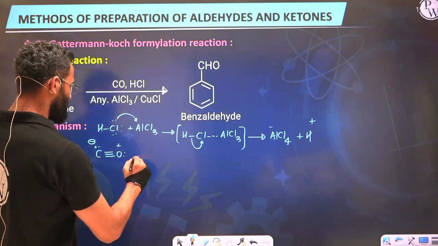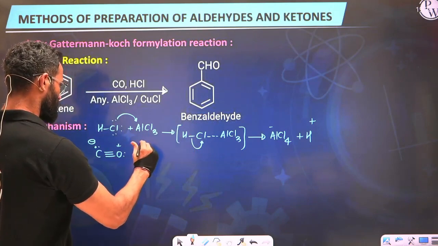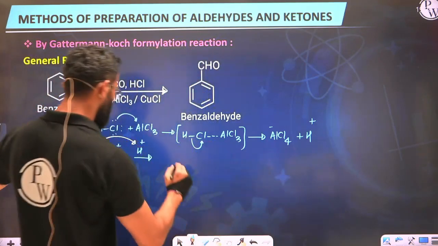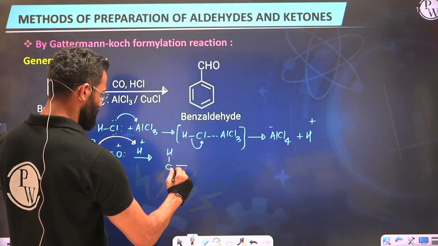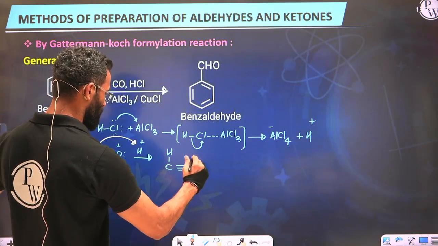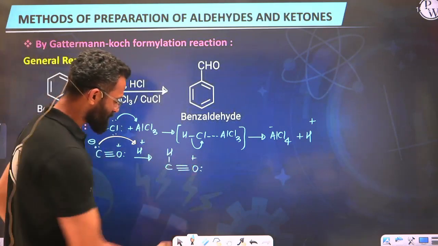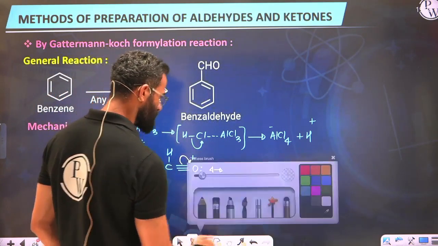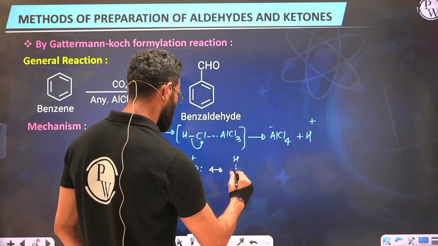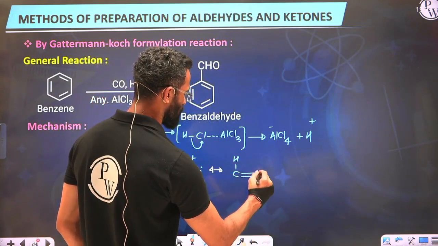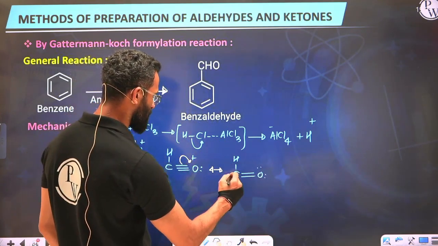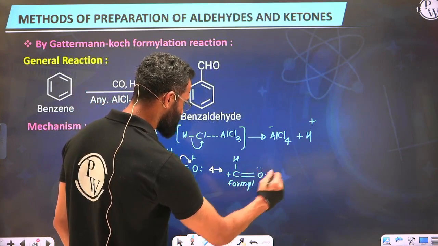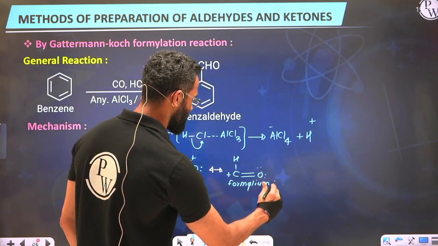Now since we have got H plus here, this lone pair of carbon will attack at H plus. So the protonated form of carbon monoxide will be C triple bond O, one lone pair and positive charge. Now this molecule can exist in its resonating structure, where if you just break the pi bond towards oxygen, the resonating structure would be H, C double bond O carrying two lone pairs. But this carbon has lost this electron, so the charge will be plus. This is what you call the formylium ion, the formyl group cation.